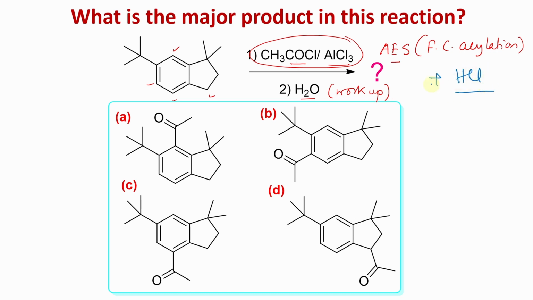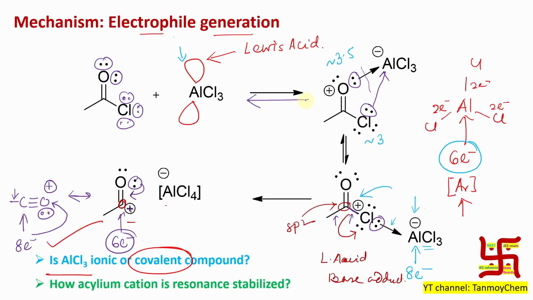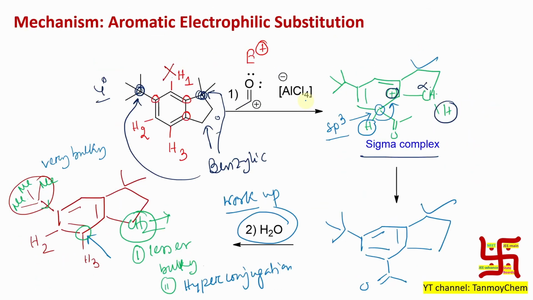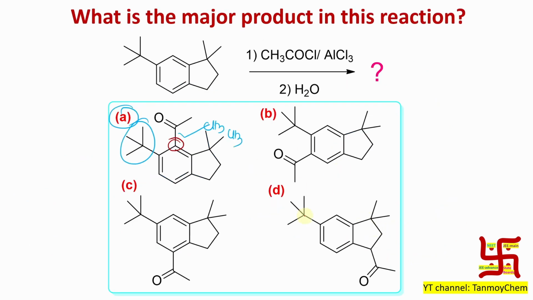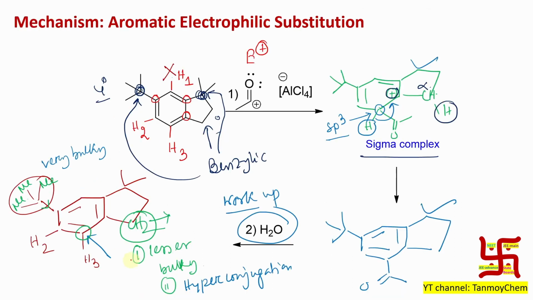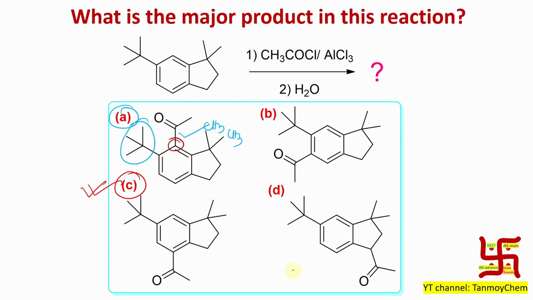From where does this Cl come? Cl comes from here and hydrogen comes from this position. So in order to quench, neutralize or remove this HCl, this workup is done. Actually, workup is a purification strategy such that we can get our desired target organic compound properly. So this is the answer. I guess you have understood that option C is the right answer. Two reasons: one is less bulky, the steric factor, as well as hyperconjugation, the electronic factor.